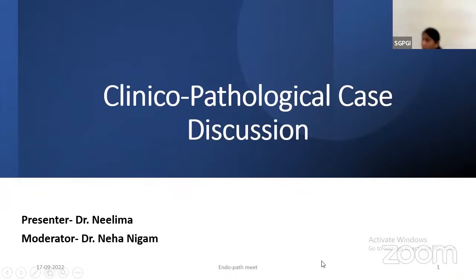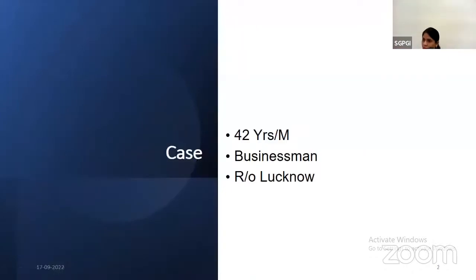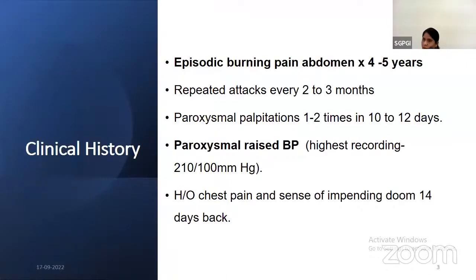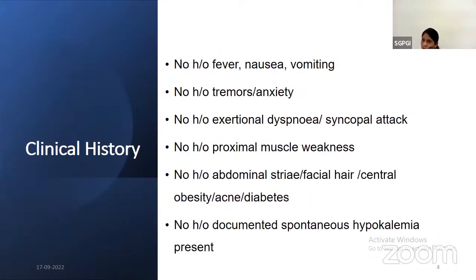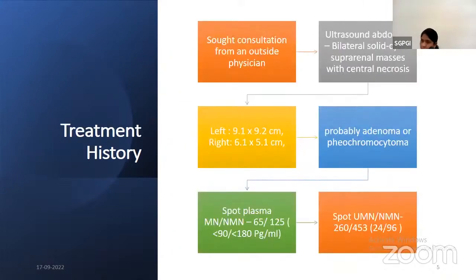Good afternoon to all. I'm presenting an interesting case with a strong family history. This is a case of a 42-year-old male, businessman by occupation, resident of Lucknow. The patient presented with burning pain in the abdomen for 4 to 5 years and paroxysmal rise of blood pressure. There was no significant history like fever, nausea, vomiting, or any abdominal striae or facial hair.